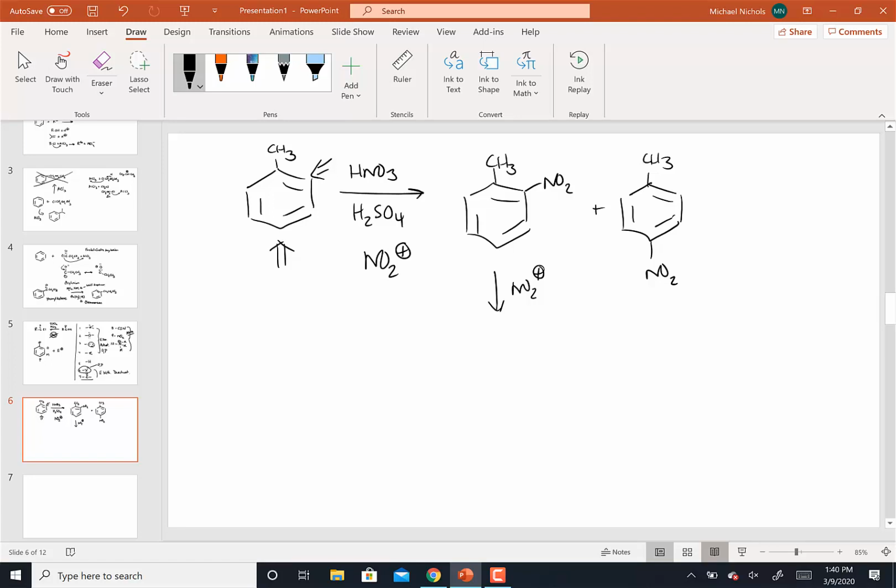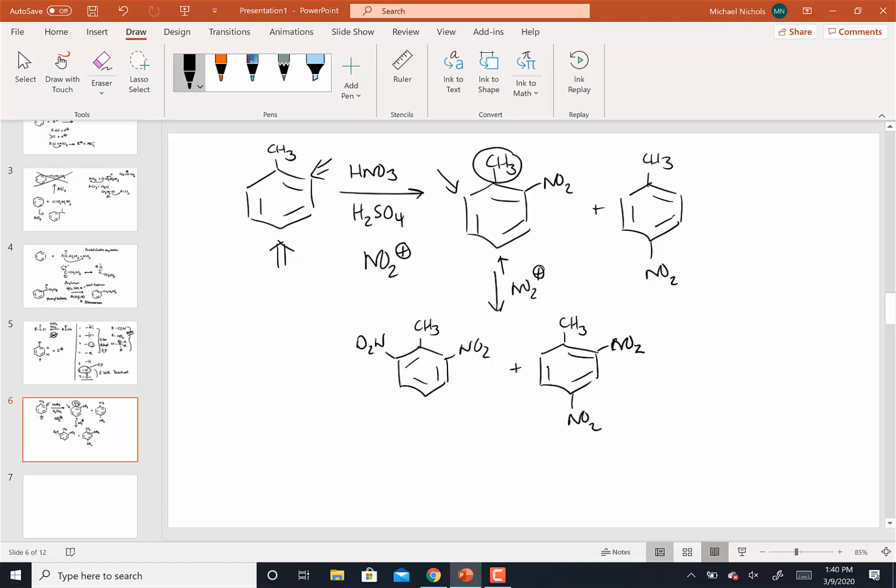So I just say, you know what? Methyl group's higher on the chart. It's directing the next nitro group to go ortho and para to itself. So now I'm going to get two more products: the first product where the nitro group adds at the ortho position, and it's also going to direct the nitro group to the para position. So those would be the two products that you get from that reaction.